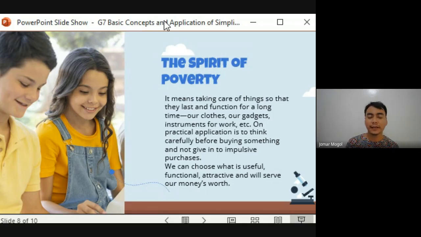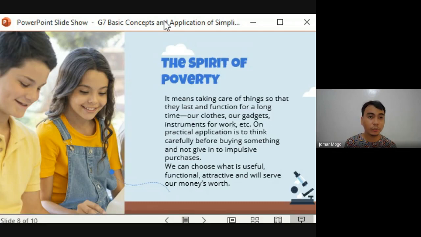Di ba naman na I just mentioned earlier na merong mga may hirap na masaya naman sila. Di naman kinakailangan na sobrang yaman basta masaya sila. Well, in the spirit of poverty, this is how we really manage our sources or our wealth in life.